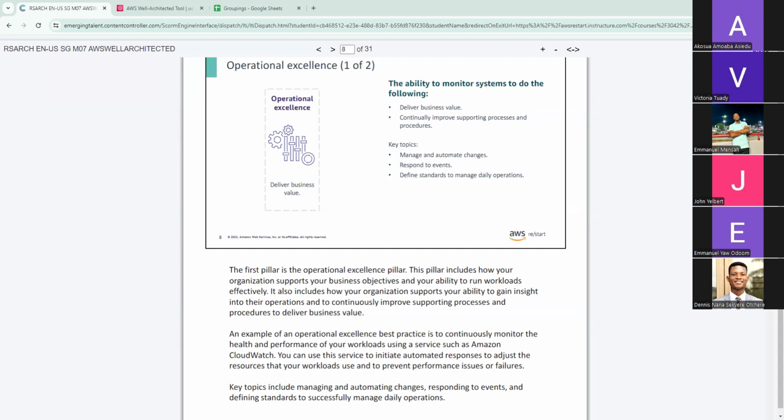implies that that business is going to run some operation. But to make their adoption of the cloud framework successful, they would have to look at their operations. And AWS have come up with these pillars to ensure that their adoption is smooth and it is meeting the business requirements. So we have operational excellence. Your operations must become excellent.